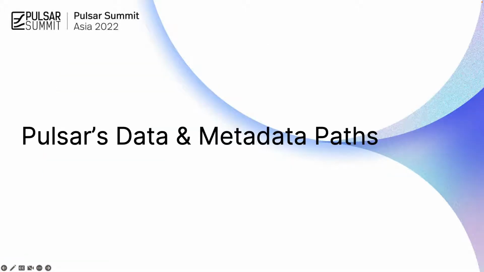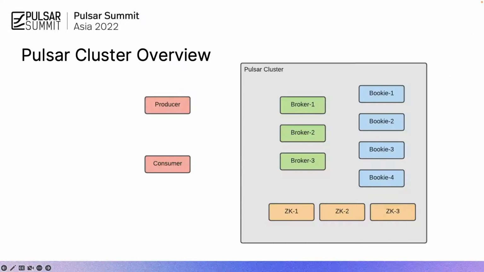So let's begin by talking about Pulsar's data and metadata paths and the differences between the two. This is the basic reference architecture for a single Pulsar cluster. Client applications outside of the cluster publish and consume data from the brokers, and there is a stateless broker layer with multiple nodes for high availability and failover. Finally, a stateful bookkeeper layer for intermediate and longer-term data storage, and at the bottom, a quorum of 3 ZooKeeper nodes for metadata storage.